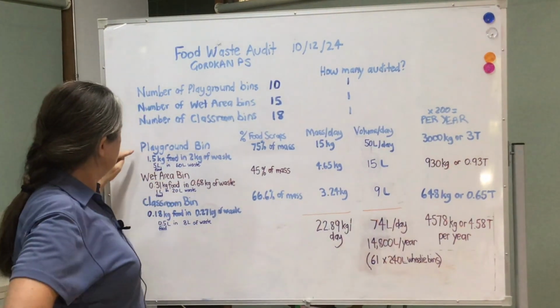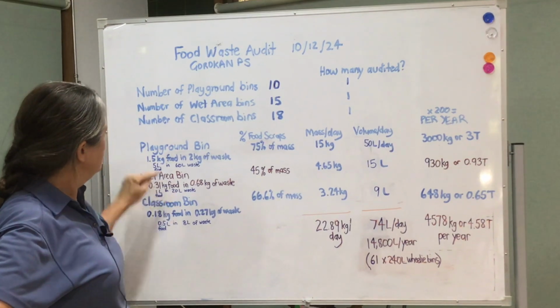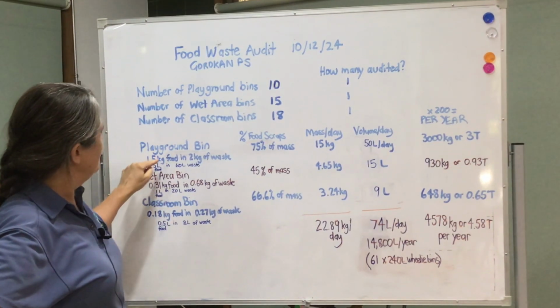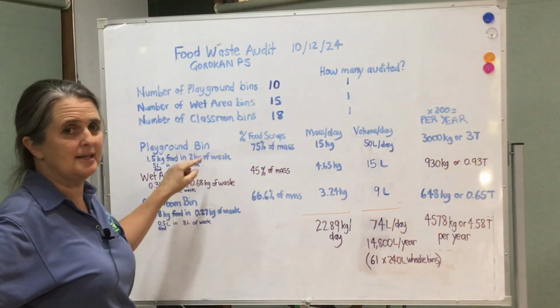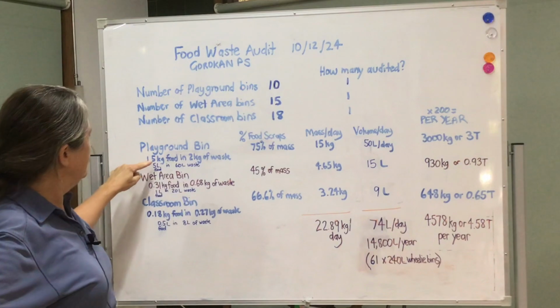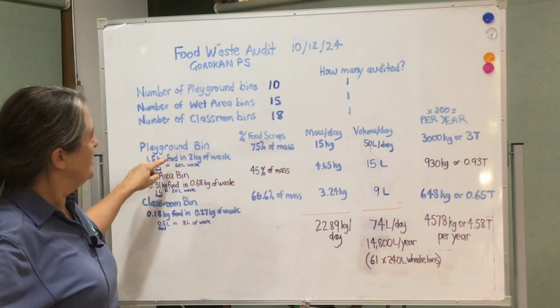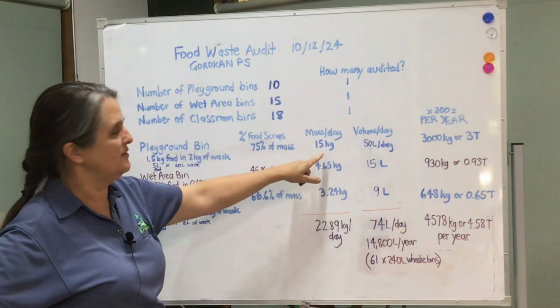So we had 3 different kinds of bins, the playground bins, wet area and classroom. So I've just written down here the amount that we measured of food waste in the total amount of waste in that sample bag. This one's quite easy to multiply out. It's 1.5 kilos of food, and we had 10 playground bins, so 1.5 times 10 is 15 kilos.